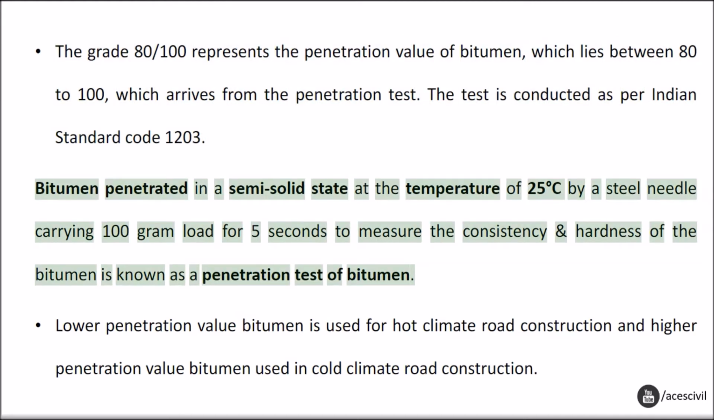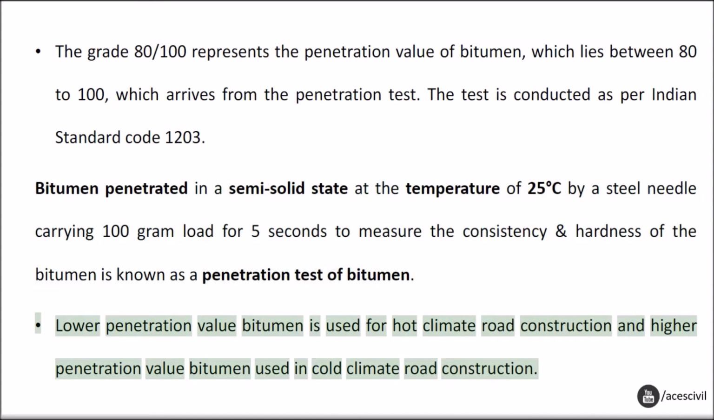Bitumen in a semi-solid state at the temperature of 25 degrees C is penetrated by a steel needle carrying a 100 gram load for 5 seconds to measure the consistency and hardness of the bitumen. This is known as the penetration test of bitumen. Lower penetration value bitumen is used for hot climate road construction and higher penetration value bitumen is used in cold climate road construction.